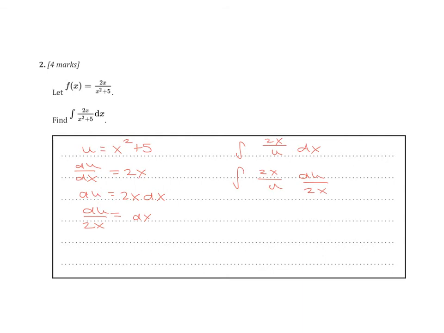equation. The nice thing is these two x's are going to cancel, so we get 1 over u du, and the integral of 1 over u is ln of u plus c. And again, we have to replace u with our original function. And so there is our integral.